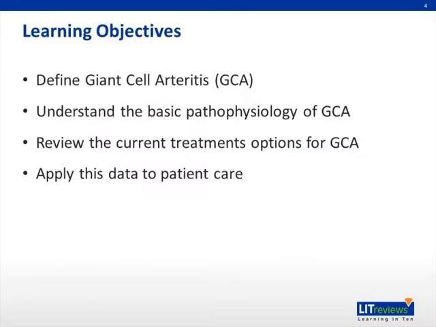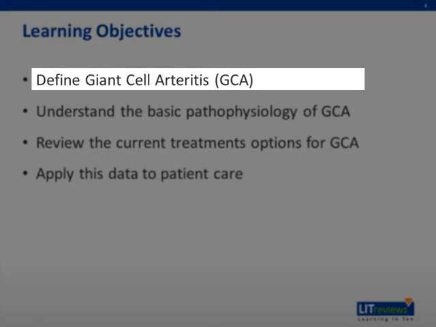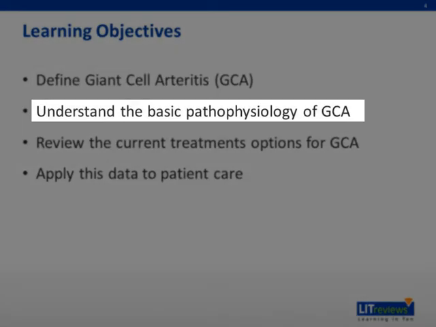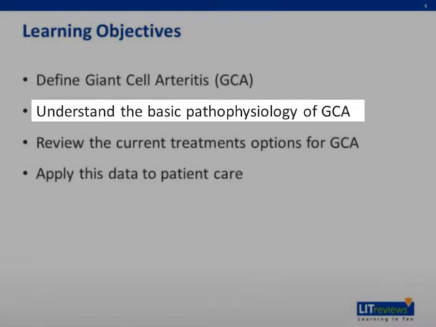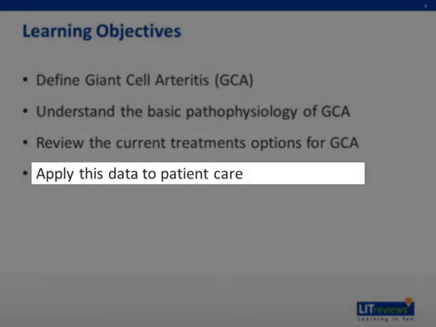In this talk, we will give a brief overview of giant cell arteritis, also known as GCA or temporal arteritis. In particular, we will cover some of the clinical features of GCA and touch on some of what's known about the pathophysiology of this disorder. Finally, we will talk about therapeutics that are out there and how we use them to help our patients.